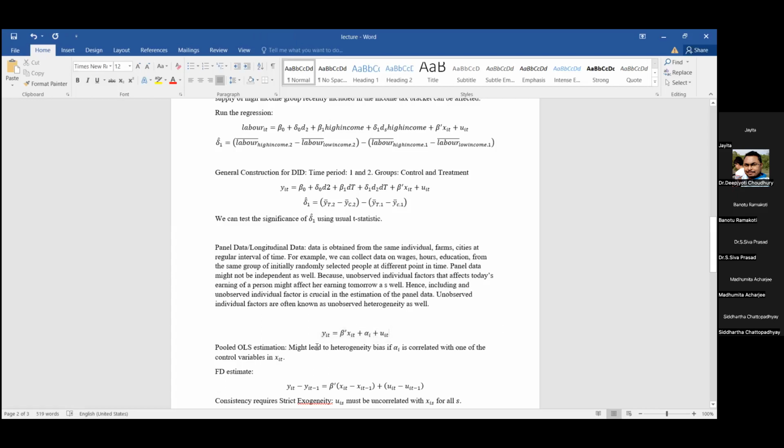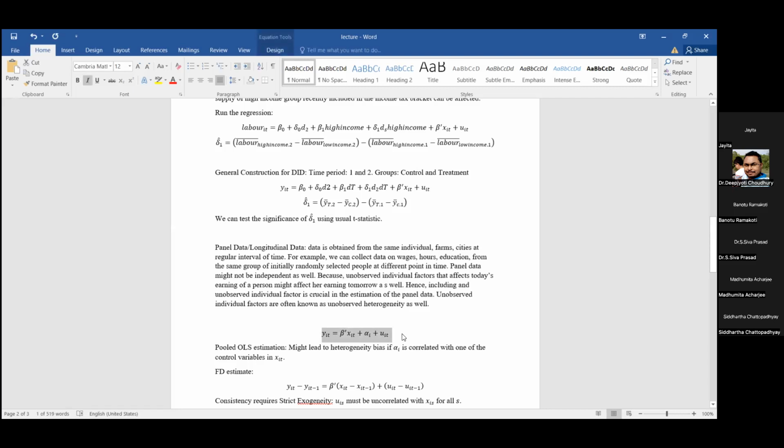This is a typical panel estimation equation: Y_it equals beta transpose X_it plus alpha_i plus U_it. X_it is basically all the control variables. Alpha_i is the unobserved, individual-specific factor. So it can be your ability, or if it is a farm, the geographical location of the farm. And U_it is the idiosyncratic factor. So this is the absolute simplest possible panel, which I call the fixed effect panel.